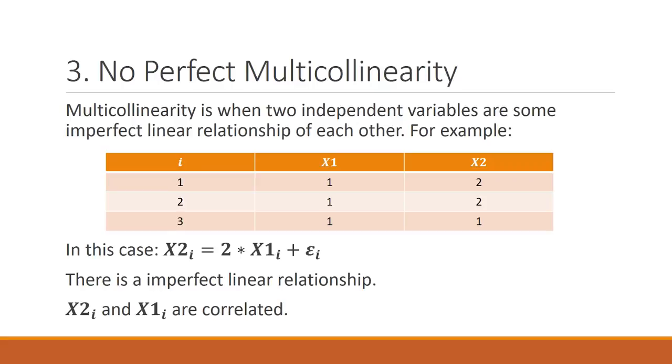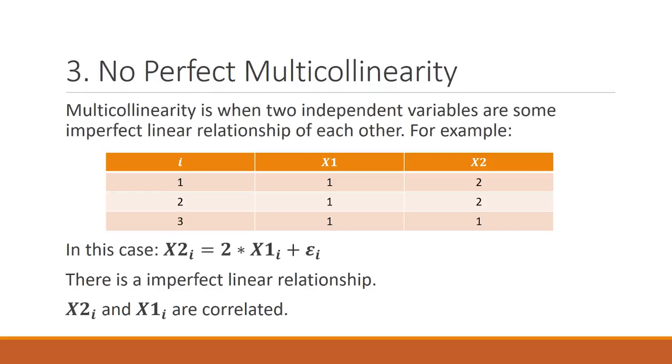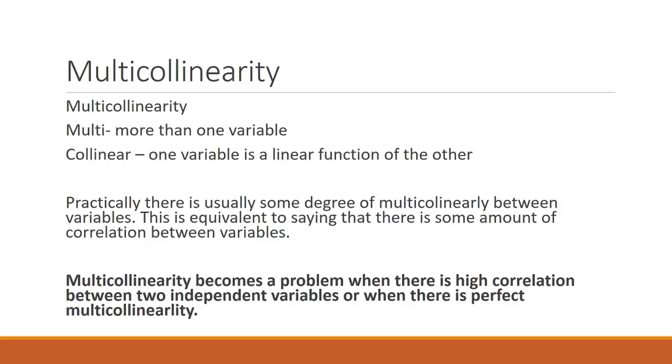All right, now assumption number 3 says that there's no perfect multicollinearity. If we have perfect multicollinearity, then we have a huge problem. We've got a big problem. In fact, the regression won't even run as stated. But even if we don't have perfect multicollinearity, we just have some amount of multicollinearity, we will still have a problem. All right, so let's break this down.